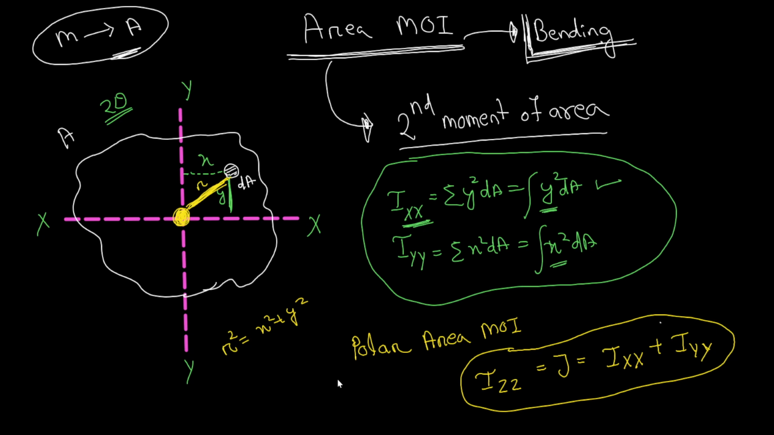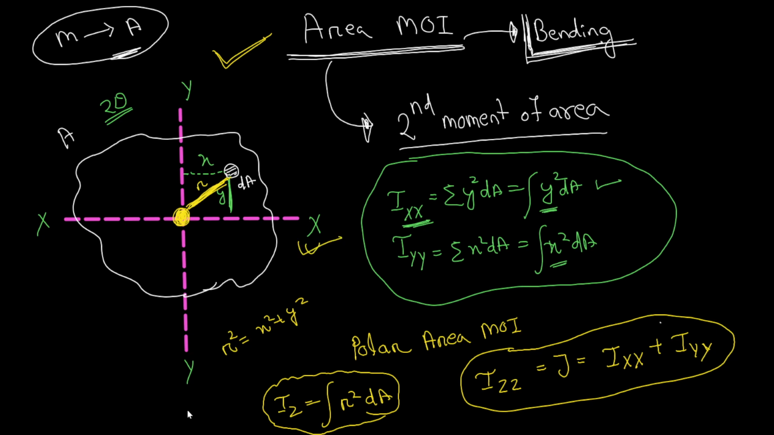Again, if you want to calculate Iz, you can do the same thing: integration over r square dA. You just need to take the moment twice. That's all. This is the concept behind area moment of inertia. The x-axis is lying on the plane, the y-axis is lying on the plane, and the z-axis is perpendicular to the plane. That is called the polar moment of inertia.